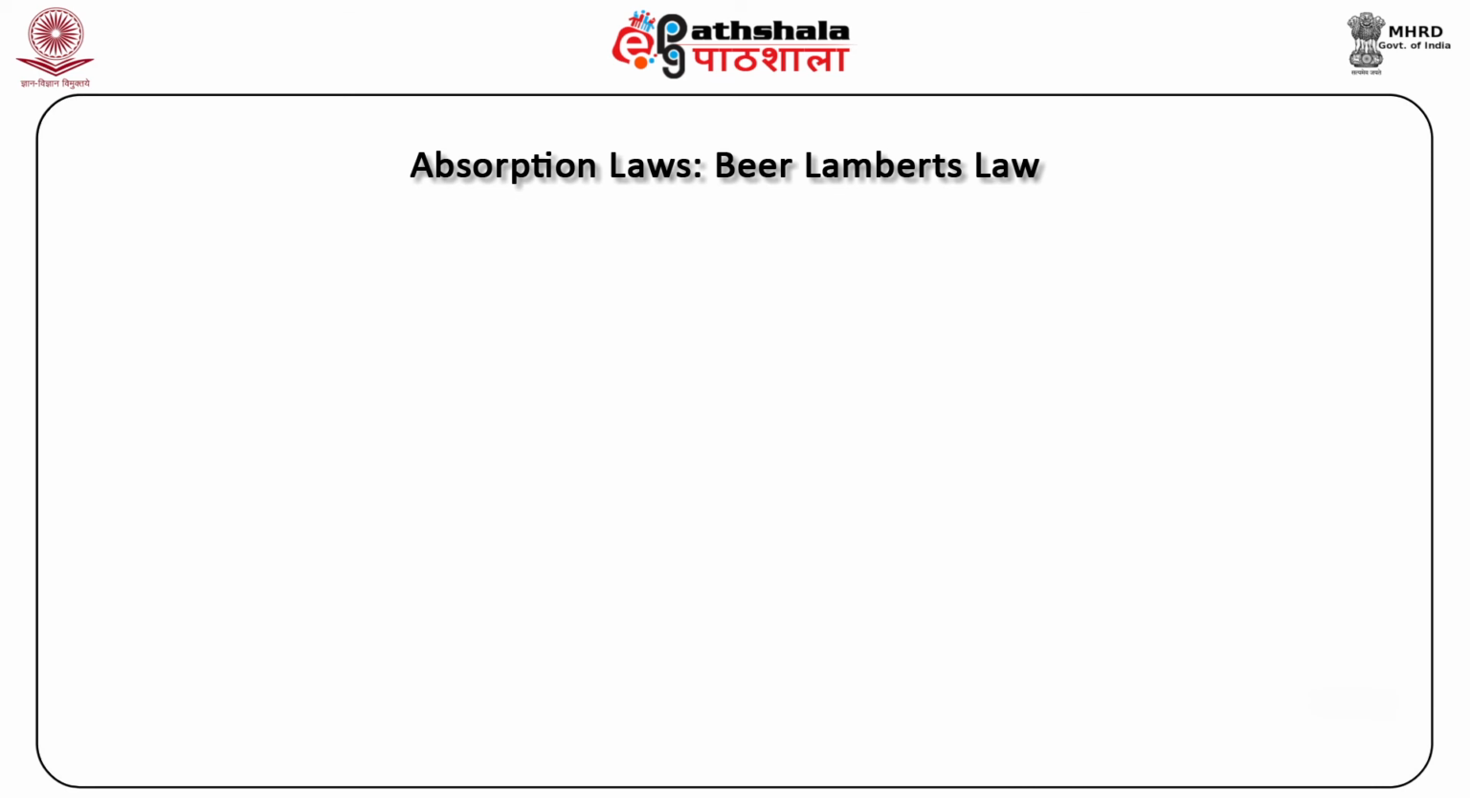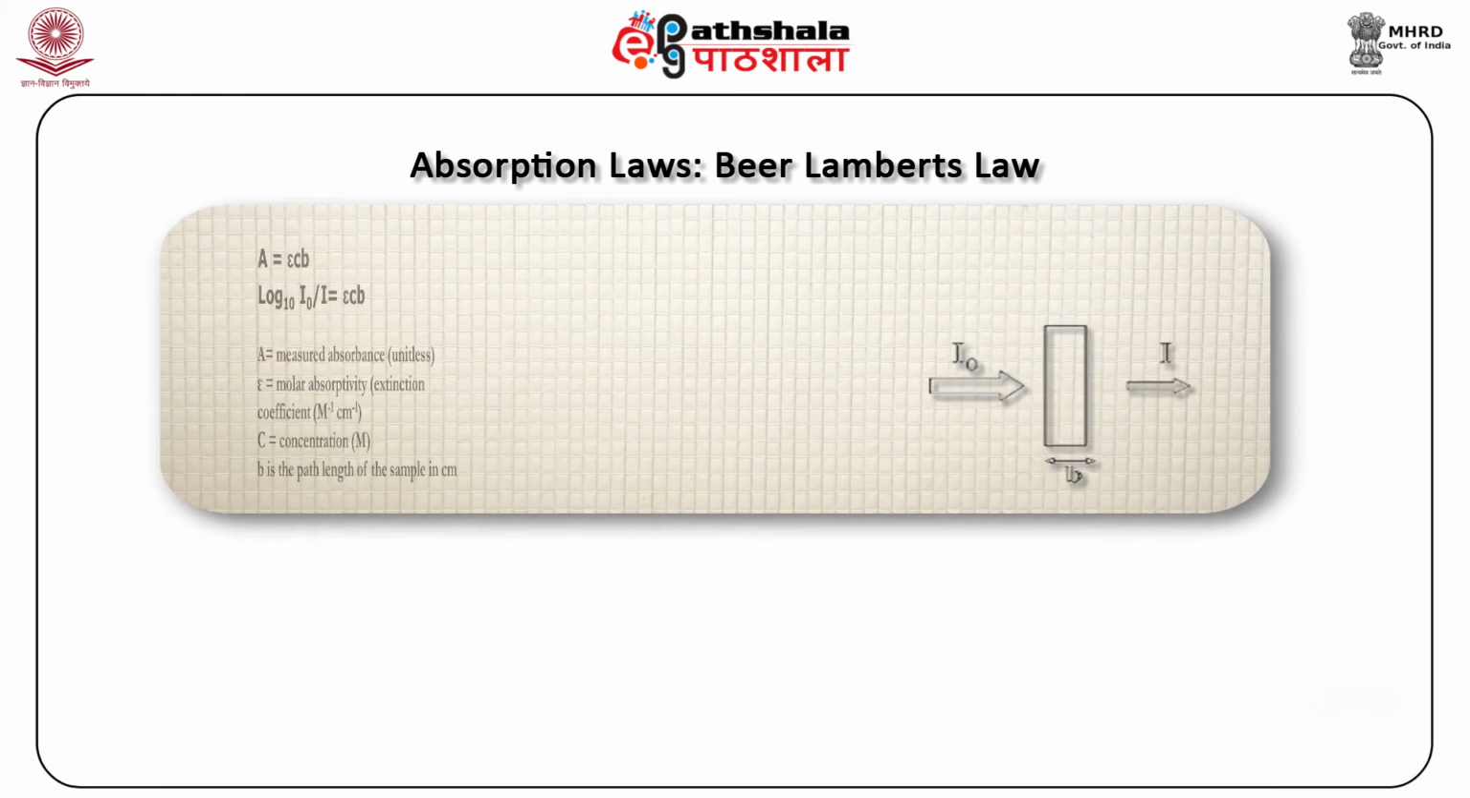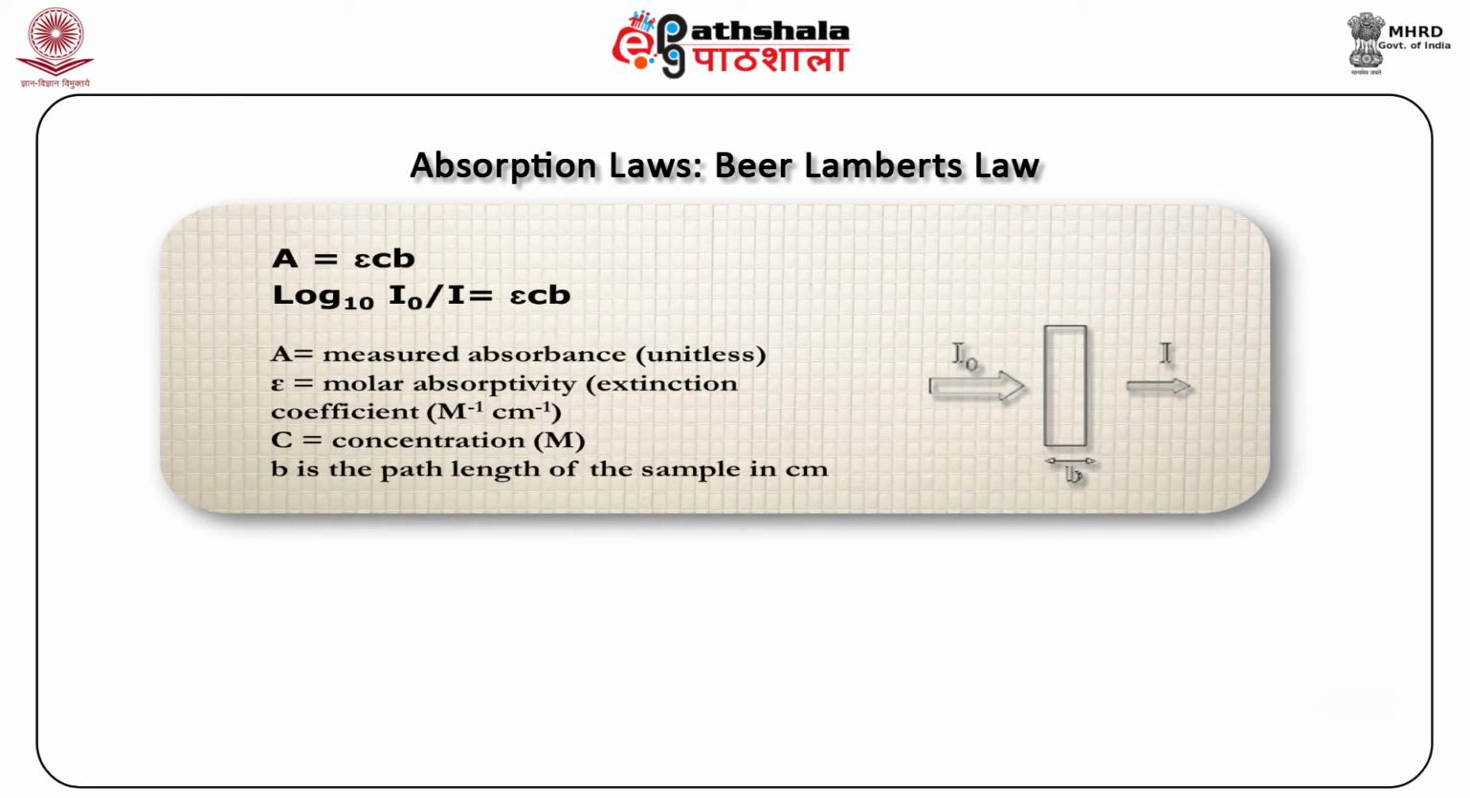Let us know what governs the absorption of radiation by a sample. It is the Beer-Lambert law, which relates the absorbance and concentration of an absorbing substance. The fraction of incident light absorbed is directly proportional to the concentration of the absorbing substance and the length of the path of radiation through the sample. From the figure shown, it is clear that the fraction of incident light absorbed is independent of the intensity of the incident light, and each successive unit layer absorbs an equal fraction of light incident on it.